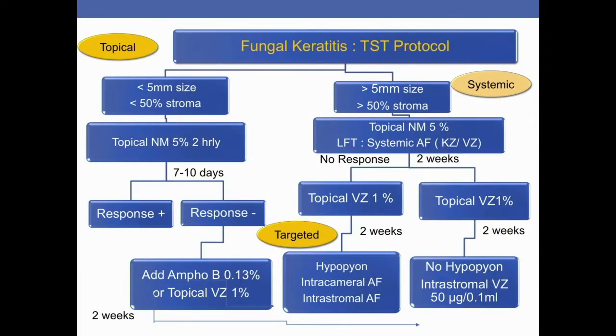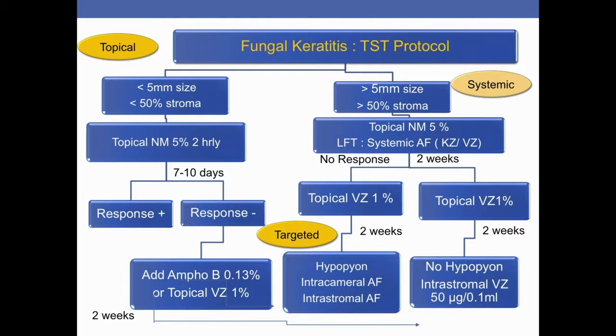So, to sum up, which we came to based on our own experience as well as the evidence present in literature, what we called the topical, systemic, and targeted therapy for cases of fungal keratitis, or TST protocol. If the ulcer is less than 5 millimeters in size with less than 50% stroma involvement, we start topical natamycin alone, and if there is no response, then we add topical voriconazole. However, if the ulcer size is more than 5 millimeters with more than 50% stromal involvement, we start topical natamycin and systemic antifungal agents. And if there is no response after 2 weeks, we add topical voriconazole.